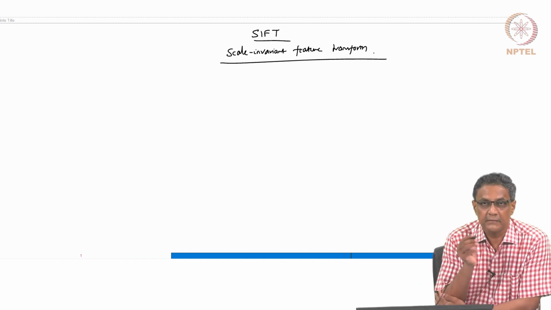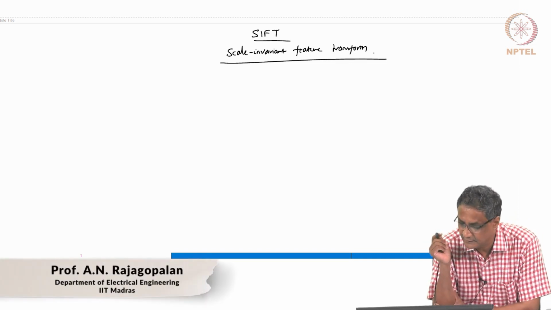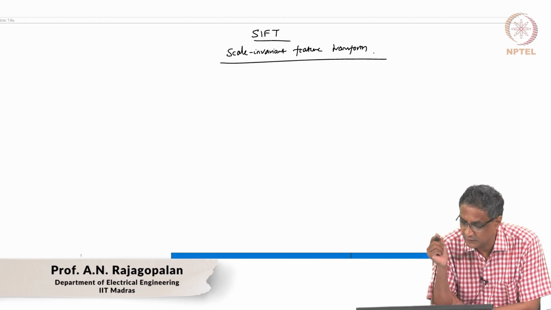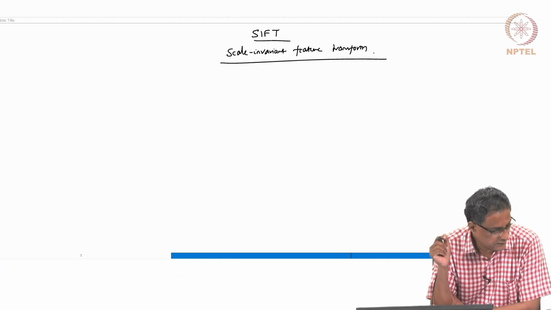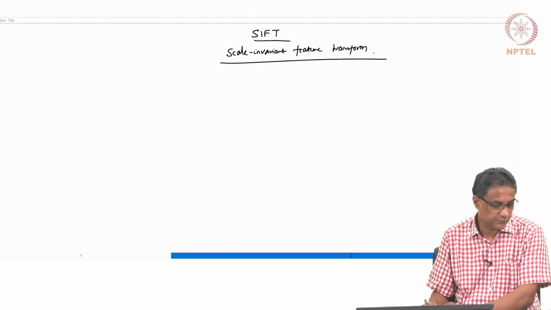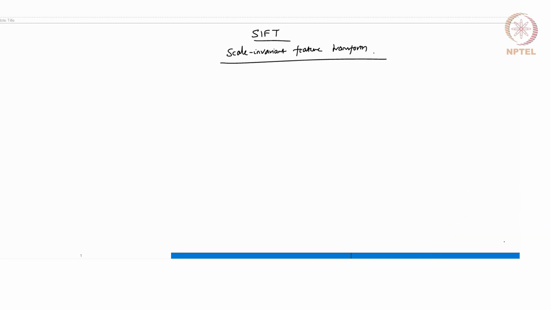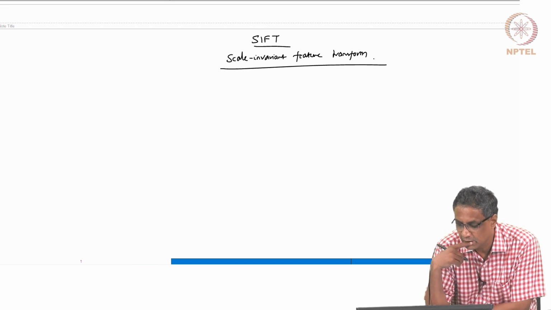The goal is again the same: we want to be able to match features across images, and then based upon that draw some inferences, either about the geometry or about the mutual transformations between the images and so on. This is a very popular one among the ones that exist.